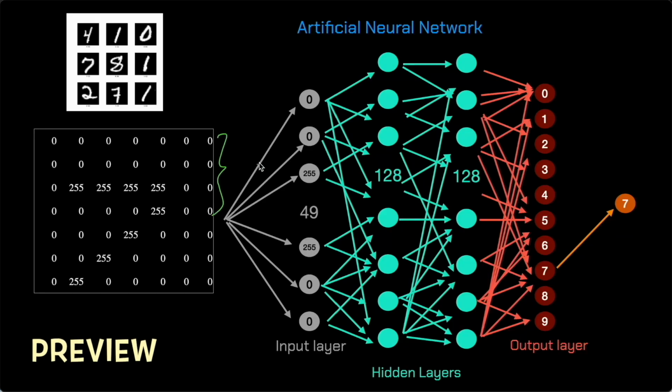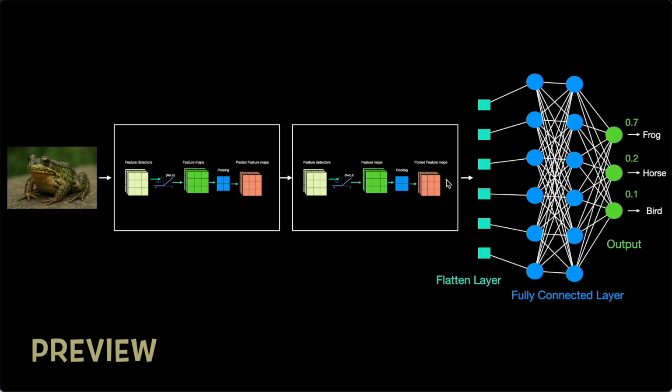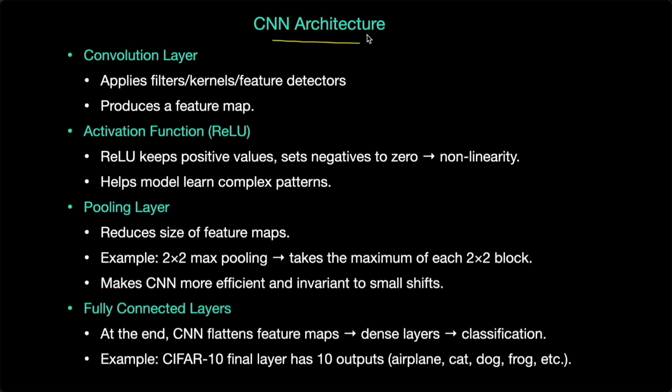Rather than passing each pixel to the input layer, we pass the pooled feature map to the input layer, which is much smaller in size and focusing on specific features. Now let's understand CNN architecture.